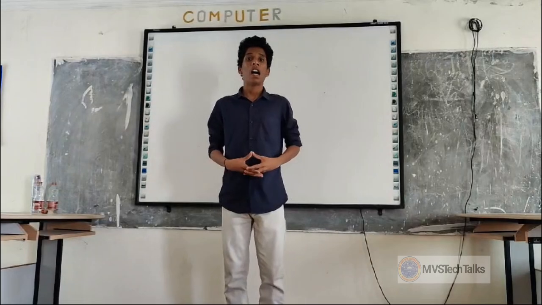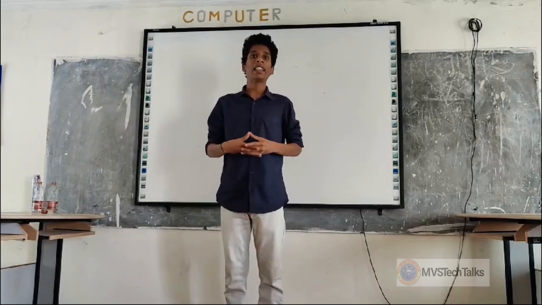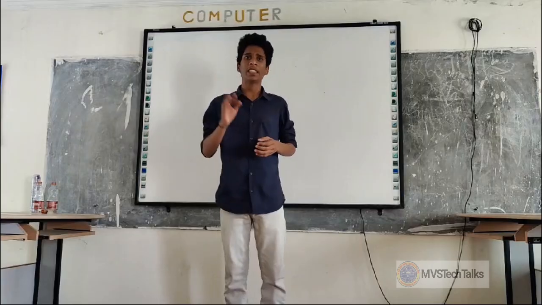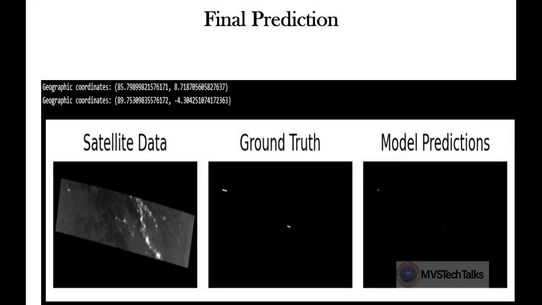Final prediction. Our models will predict the lightning location by using the satellite image in 3 steps. First, masking. It will convert the satellite image into a binary mask and label the lightning pixels as 1 and non-lightning pixels as 0. Next, clustering. DBSCAN will cluster the lightning pixels into one cluster and calculate the XY coordinates. Next, geographical conversion. Now pixel coordinates are converted into geographical coordinates. These are the real world coordinates.